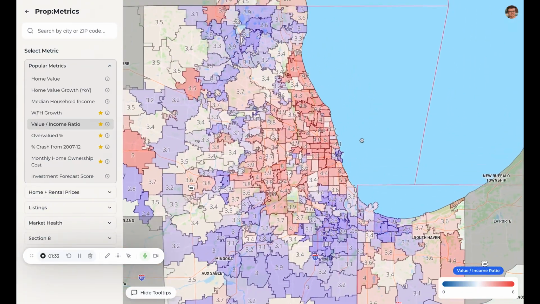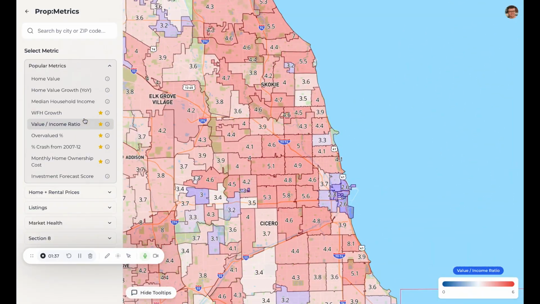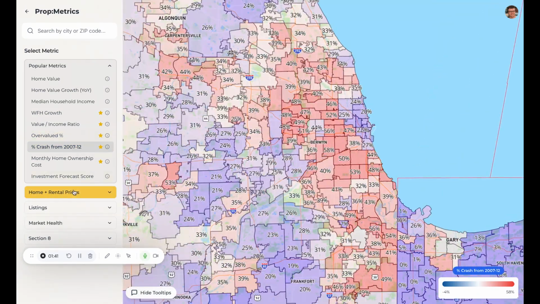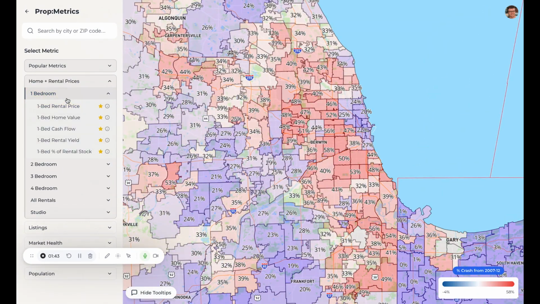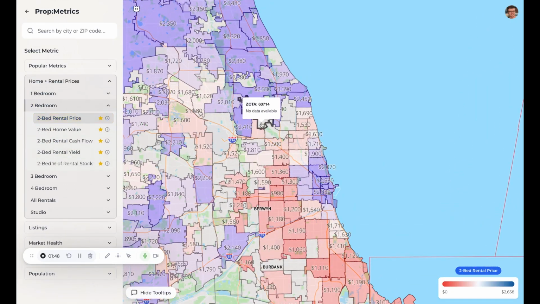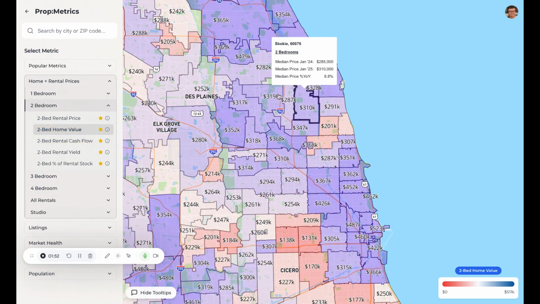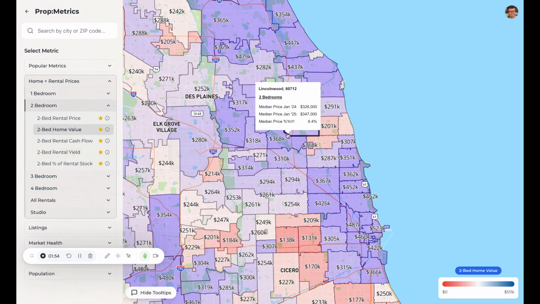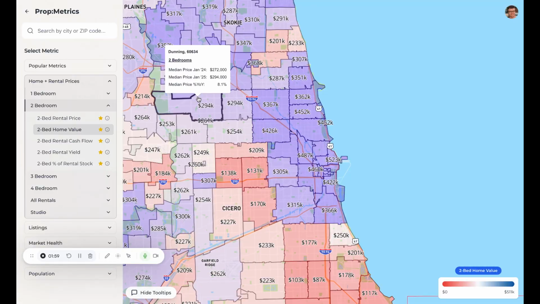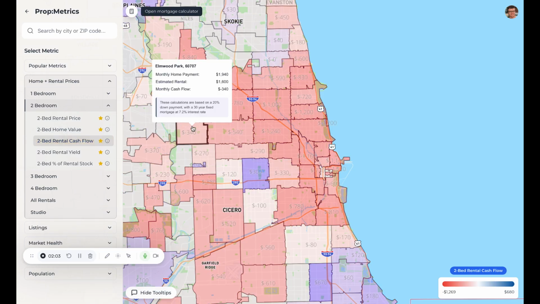Major trends, and even in the Chicago area, which by all means is a pretty equitable place, all things considered. You can look at what the crash was like in the last financial crisis. You can look at one-bedroom rental prices. You can look at two-bedroom rental prices. You can look at the home cost for two beds. There's just so much possibility for this tool to help you find your next real estate investment.